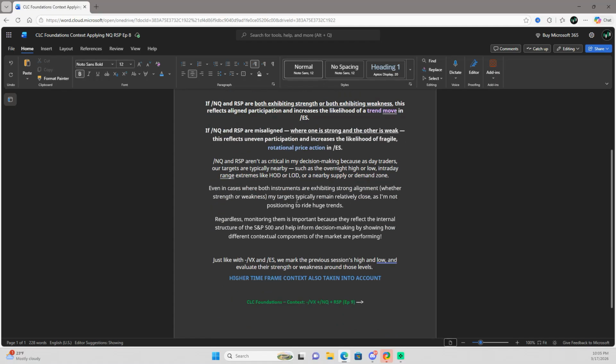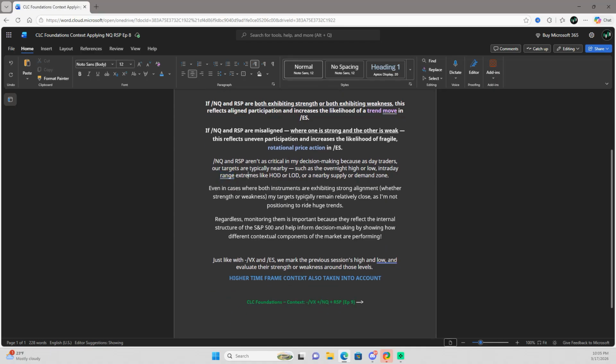The reason that these tools are not playing a critical role in our decision-making process is because as day traders, our targets are typically nearby. So for me, my targets are going to be, on most occasions, the overnight high or low, the intraday range extremes, so like the intraday high or low, or nearby supply or demand zones, or intraday tape levels. There will be times where I'm targeting a point of control or a gap fill, but on most occasions, these are going to be the targets. And so they're always, on most occasions, in close proximity.